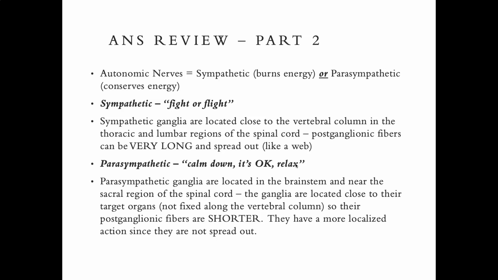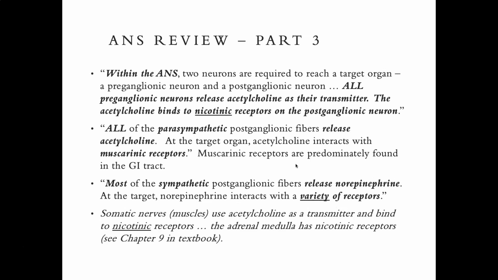just relax. The parasympathetic ganglia are located in the brainstem and near the sacral region of the spinal cord. So if you think about the sacrum, it's the very last part of the spinal cord area in the vertebrae. And then in the brainstem, that's going to be really close to the neck. These ganglia are located close to their target organs. They're not fixed along that vertebral column. So their postganglionic fibers are shorter, and they have a more localized action because they're not spread out like a web like the sympathetic ones are. So keep all of this information in mind.